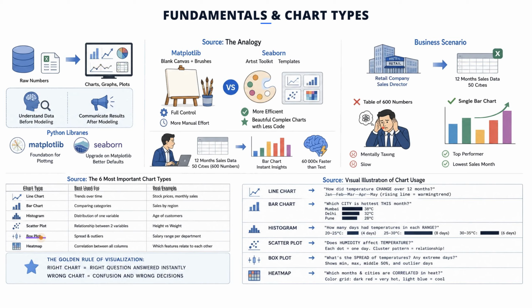A box plot is excellent for showing the overall spread of your data and spotting outliers, answering what is the spread of temperatures and were there any extreme days. Finally, a heat map visualizes the correlation between all columns simultaneously, using a color grid to show exactly which months and cities are correlated in terms of heat.